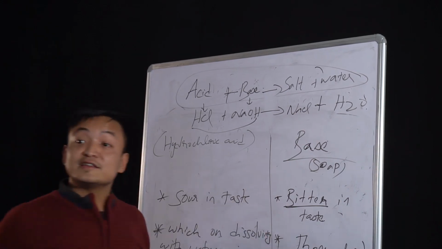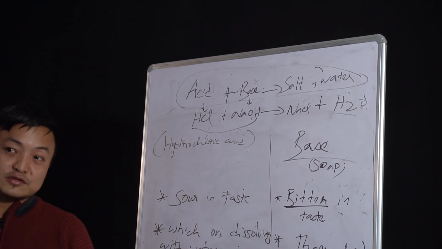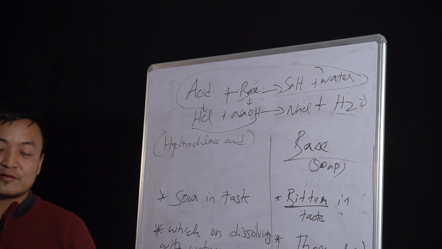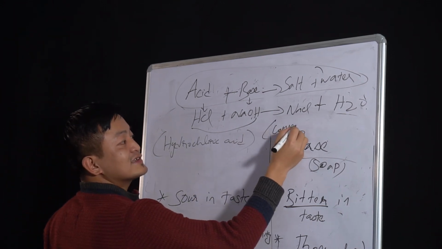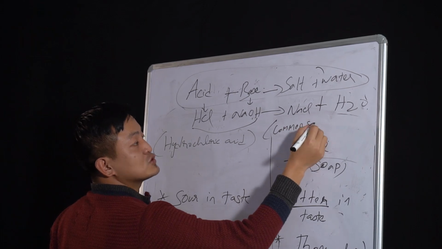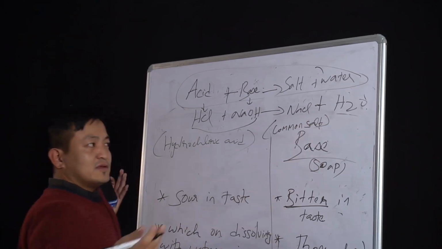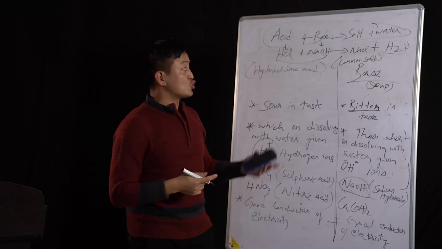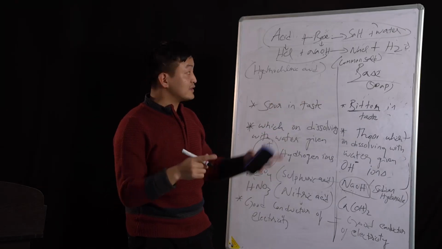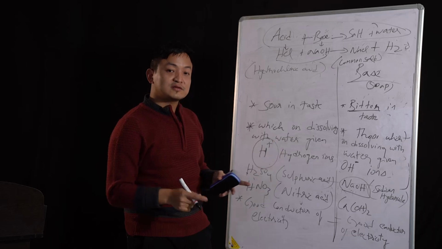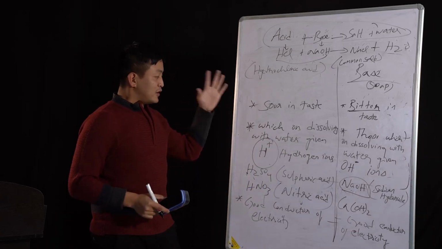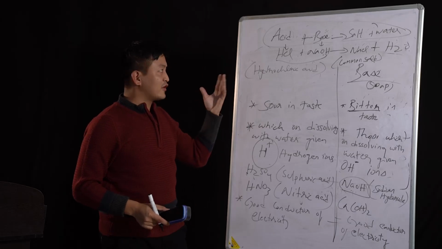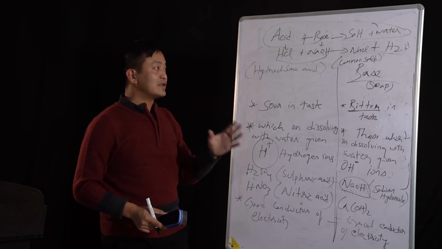NaCl is sodium chloride, and that is the common salt that you and I consume at home. So this is a common salt, okay? NaCl is known as common salt, and the chemical name is sodium chloride. Clear? So I'm sure you have got a little bit of an idea of what acid and base are.